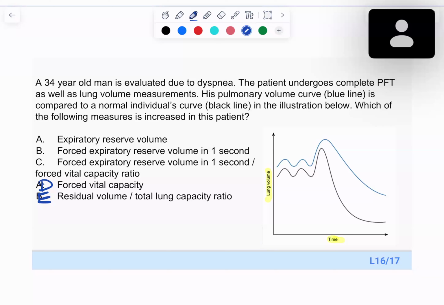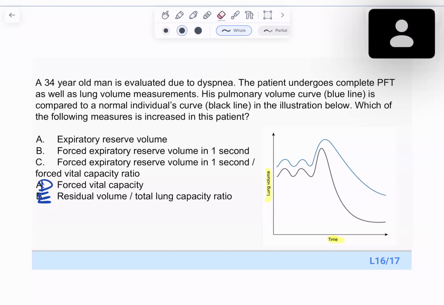In an obstructive disease, what is increased? The residual volume, is it decreased or increased? Increased, right? Because we cannot remove it. And same for the total lung capacity. It's also increased. What happens in here is that their expiration is difficult.